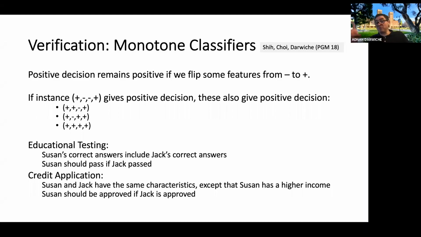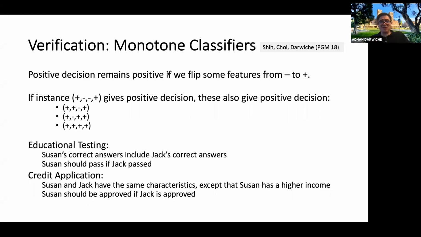One example of properties that you may want to check is what's known as monotonicity. Just briefly, if you had a classifier, let's say for educational testing, passing or not passing someone, if Susan's correct answers include Jack's correct answers, then Susan should pass if Jack passed. This is pretty intuitive. And you can formalize this by checking whether the Boolean function is monotonic or not. Here's another example. Susan and Jack have the same characteristics, except that Susan has a higher income than Jack. Susan should be approved if Jack is approved.